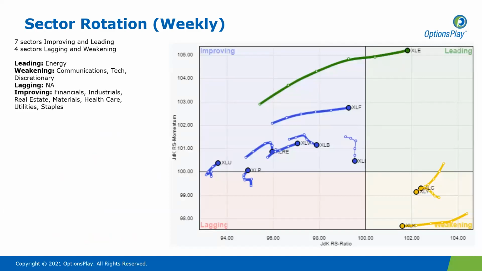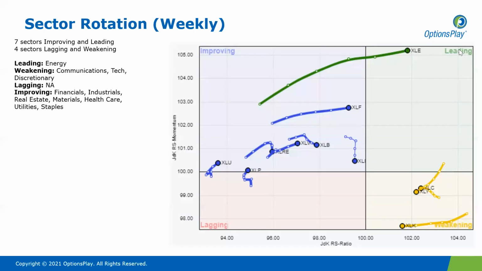We have 8 sectors in the improving and leading category and 3 in the lagging and weakening category. I made a mistake there. And that's because staples has rotated just about from the lagging category into the improving category. So we'll focus on energy first.